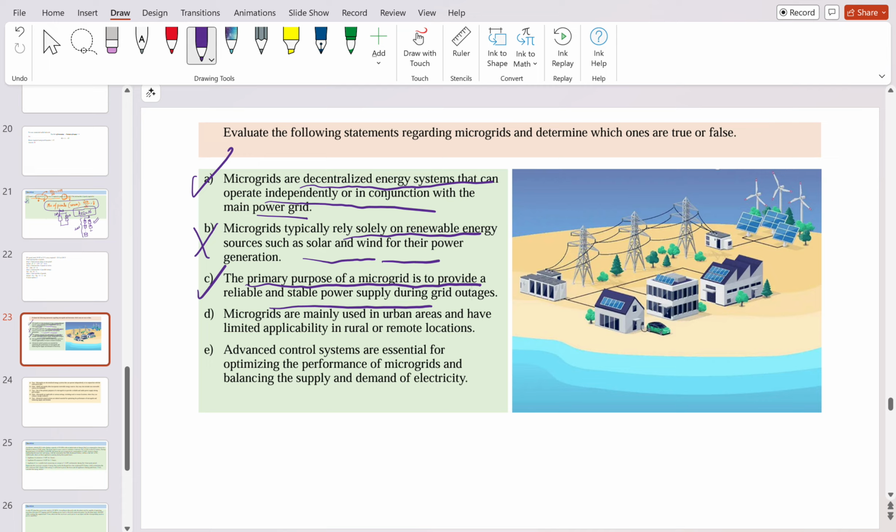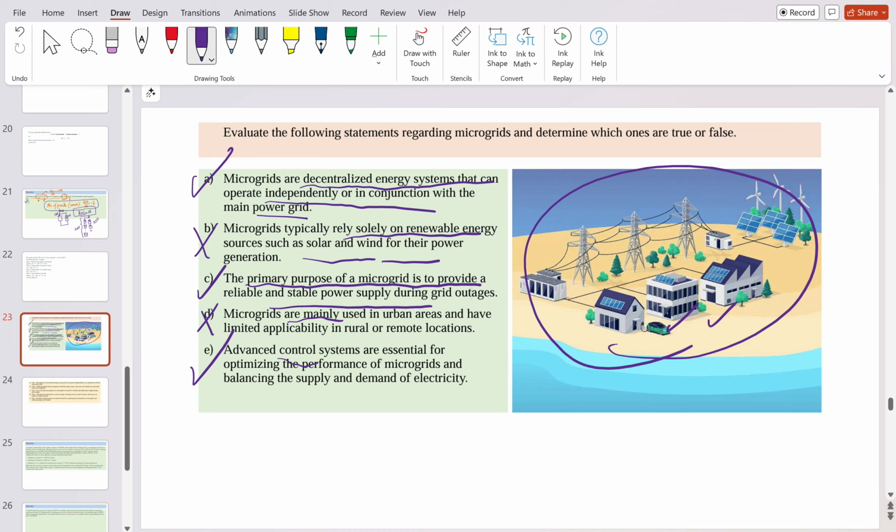Option D, microgrids are mainly used in urban areas and have limited applicability. That is false, because you can have a certain island. Suppose you can see in the right side figure, there you can use the microgrid concept to power the houses. So it has the advantage in rural and remote locations. Option E, advanced control systems are essential for optimizing the performance of a microgrid and balancing supply and demand. That is correct. So the correct options are A, C, and E.